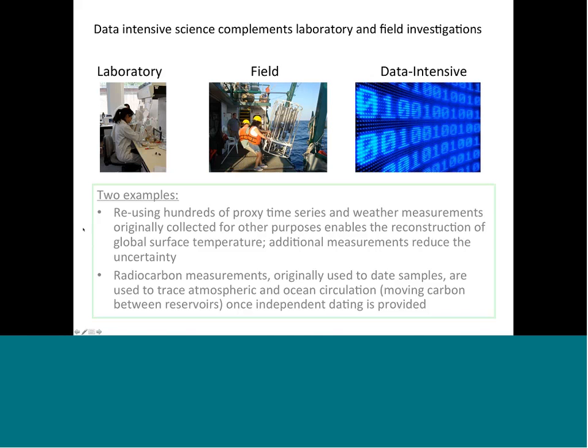The examples I want to show you are examples where scientific discoveries have been made that would not have otherwise been possible without a data-intensive or archive effort. The first example is the case where scientists have reused hundreds of proxy time series and weather measurements originally collected for other purposes, and this enables the reconstruction of global surface temperature. Then I'll also describe how additional measurements can be used to reduce the uncertainty in these temperature reconstructions. The second example is the case where radiocarbon measurements originally used to date samples are now used to trace atmospheric and ocean circulation, which moves carbon between reservoirs, once independent dating is provided.